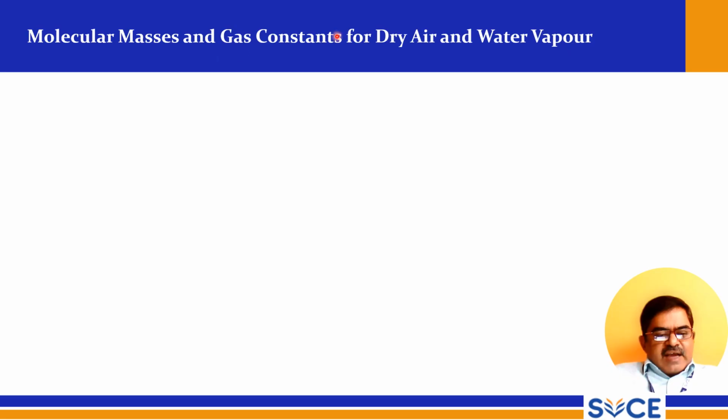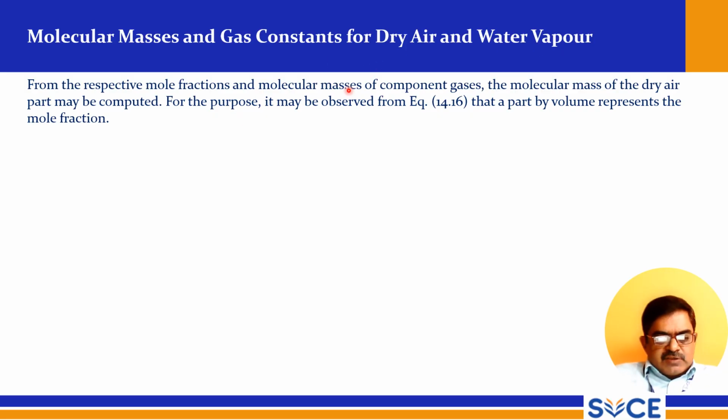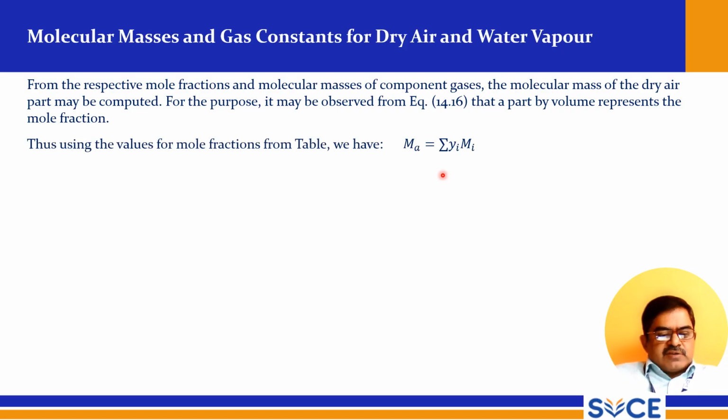Now, molecular masses and gas constants for dry air and water vapor. Please remember these values. If they are not given in the problem statement, you can assume them and make use of these values directly in the problems in the exam. From the respective mole fractions and the molecular masses of the component gases, the molecular mass of the dry air part may be computed. For this purpose, it may be observed from the equation that part by volume represents the mole fraction. So there is an equation, and this is the equation.